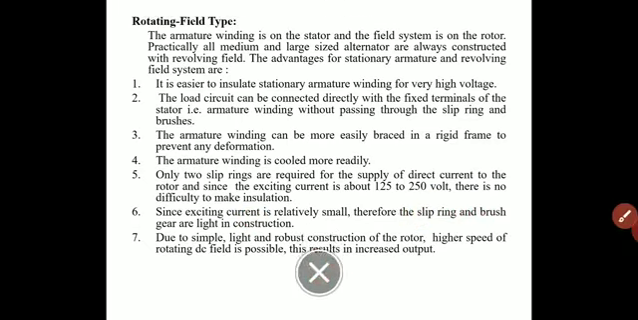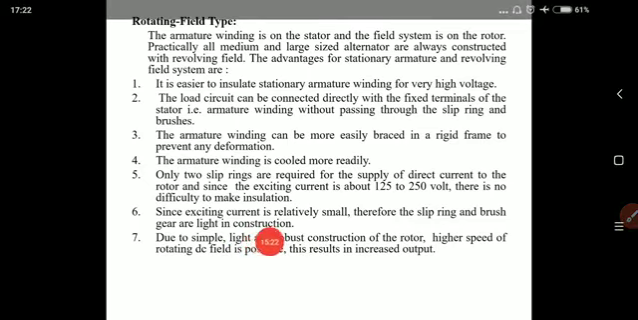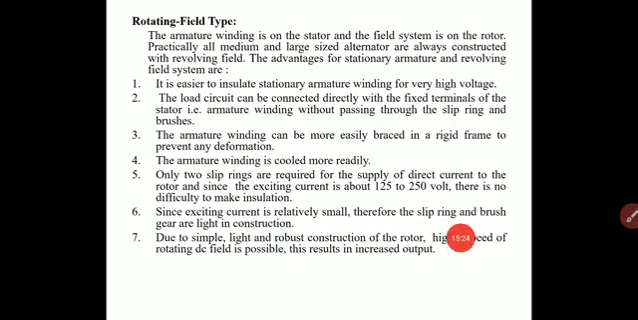The sixth one, since the exciting current is relatively small, the slip ring and brush gears are light in construction and small in size. Seventh point, due to the simple, light and robust construction of the rotor, a higher speed of the rotating DC field is possible. This results in increased output. Its efficiency is also better than the first one.